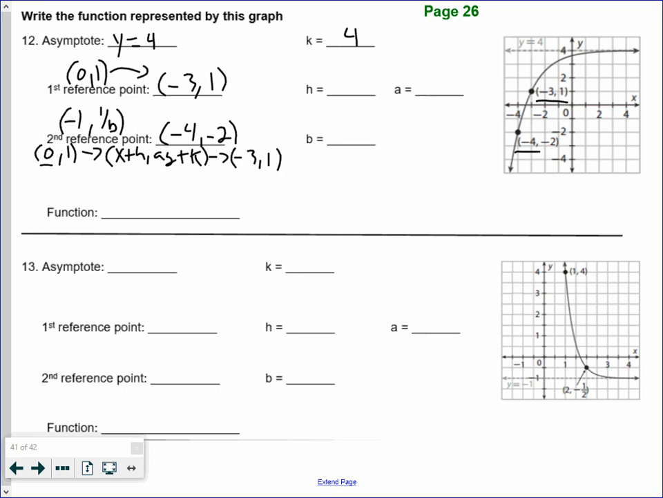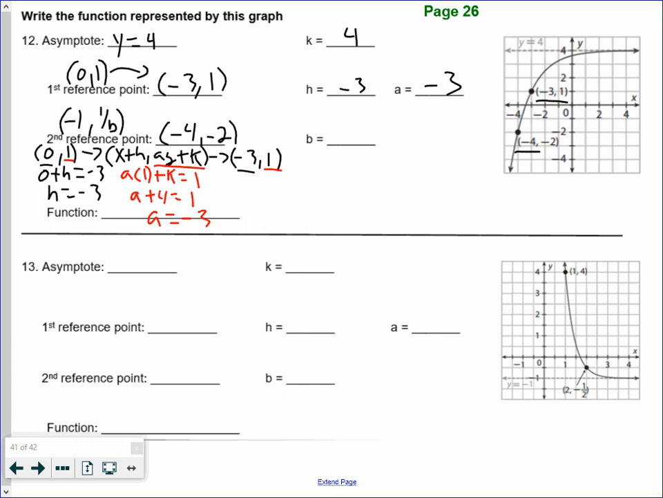Or in other words, when x is 0, and we put that into our transformation rule, 0 plus h should give us the x value of negative 3, or in other words, h equals negative 3. Next, when our y value equals 1, and we put that into our transformation rule, we should also get 1. So a times 1 plus k should equal 1. A plus our k value of 4 should equal 1, or a equals negative 3. We really didn't give you much room here, but we're going to work with what we have. So we know our a equals negative 3.